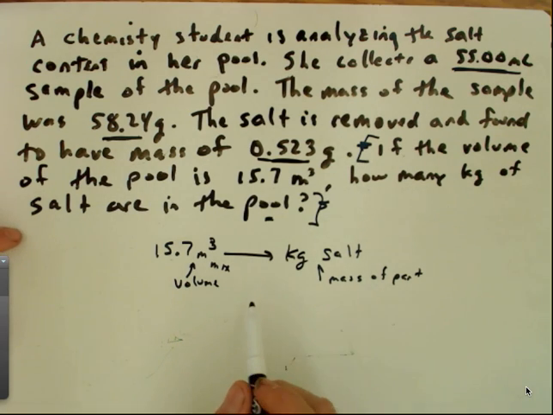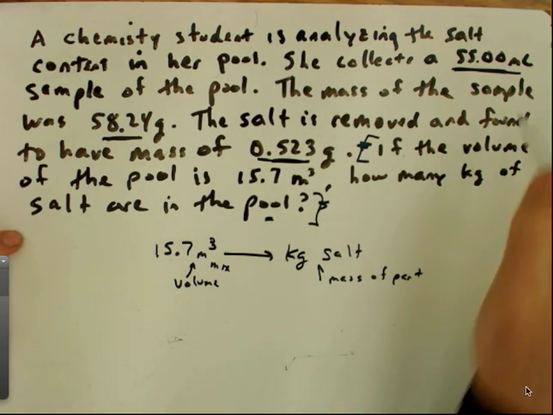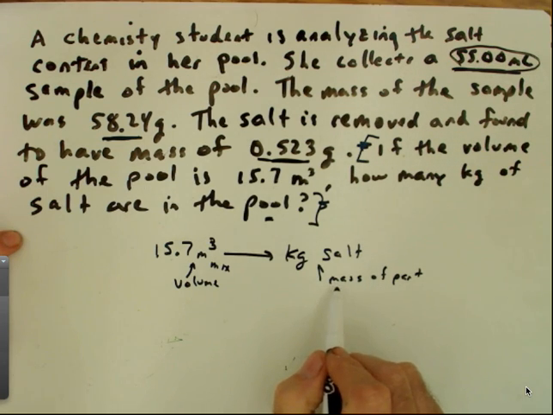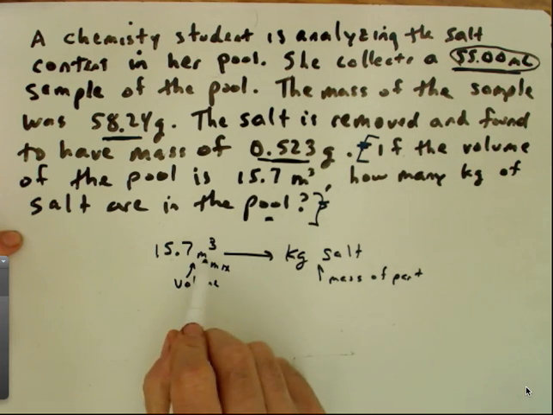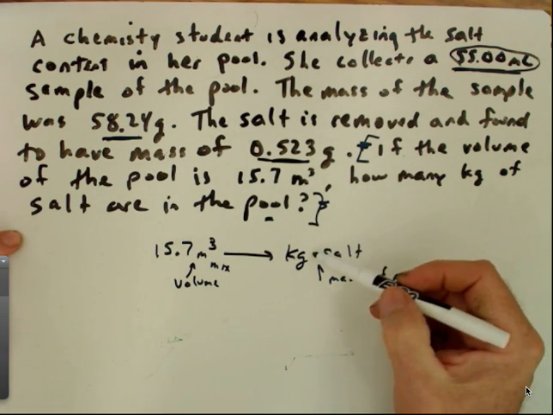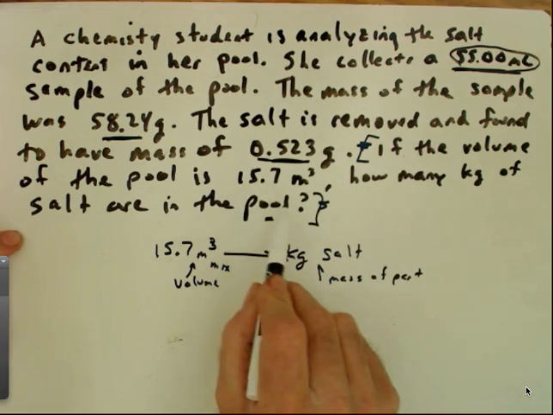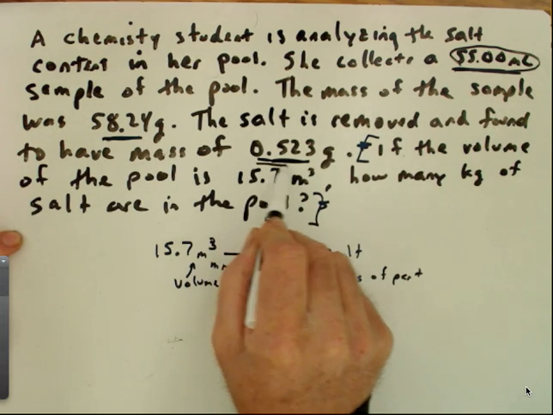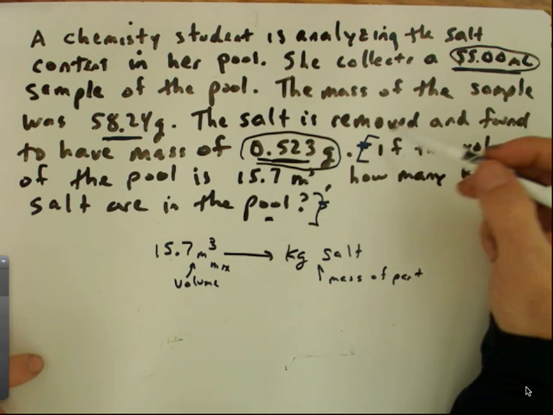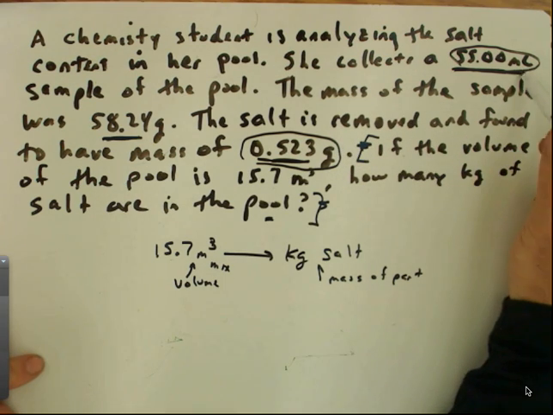I need something that has to do with the volume of the pool. Well, that'd be this number. And the mass of salt. I'm not going to be concerned that this was milliliters and cubic meters, or that this is kilograms and the mass of the salt was right here. I'm not going to be concerned that the units are different. I just need to know that is grams of salt and that is milliliters of pool.